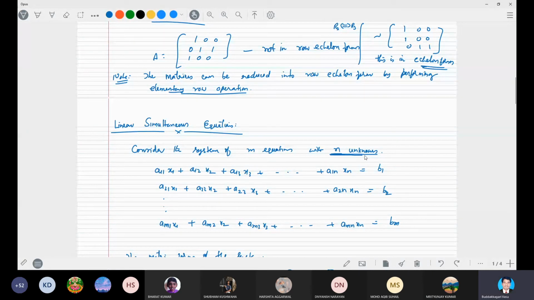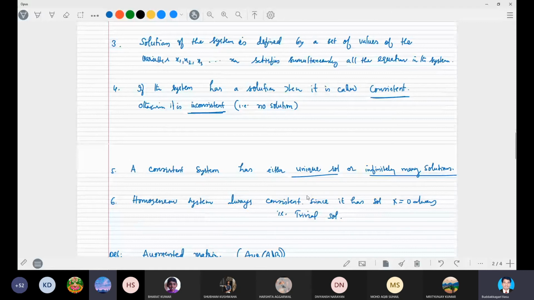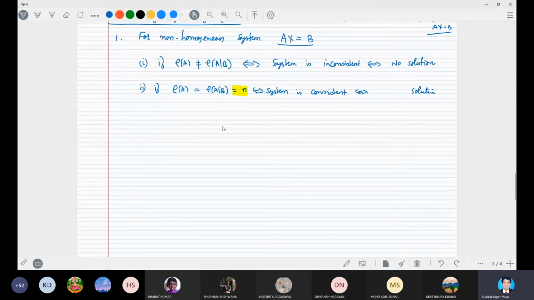What is n? The number of unknowns, meaning x1, x2, x3, and so on up to xn. Therefore, if rank of A is equal to rank of AB is equal to the number of unknowns, then the system is consistent and has a unique solution.